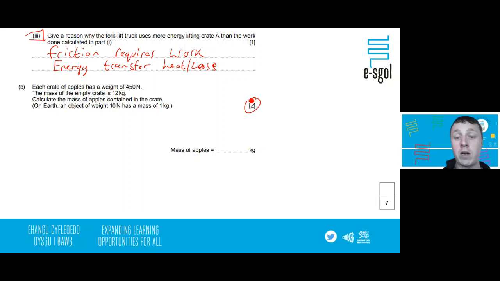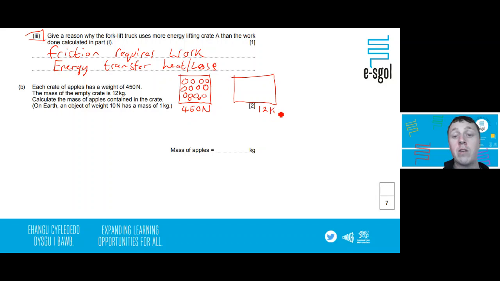Part B is a 2-mark question, so we're looking hopefully to do a calculation. And what we have is we have a crate of apples has a weight of 450 newtons. So if we try to visualize it, we can visualize a crate when it's filled with apples. It has a weight of 450 newtons. When the crate is empty, so same crate, the same crate when empty has a mass of 12 kilograms. The question is, can we calculate the mass of the apples?